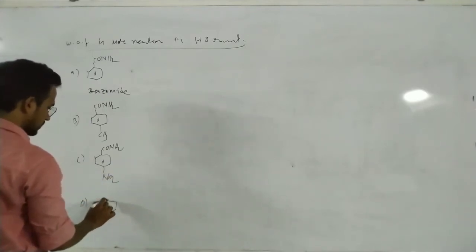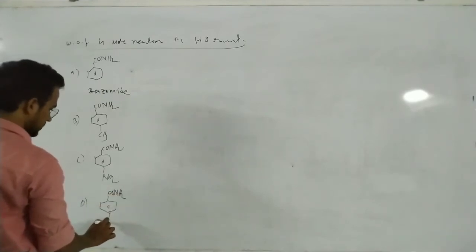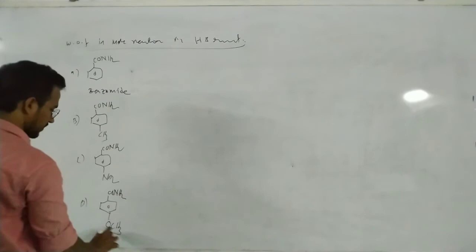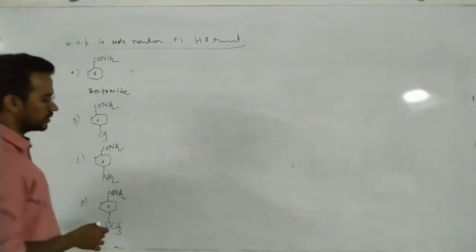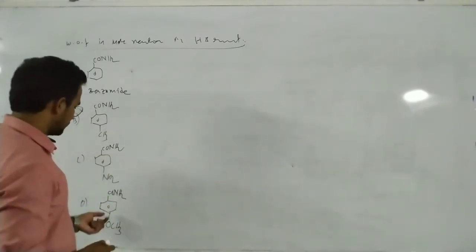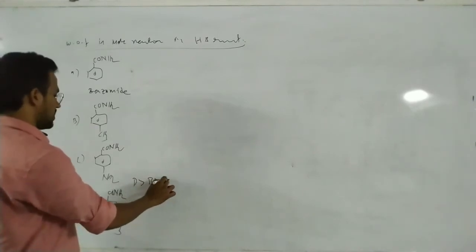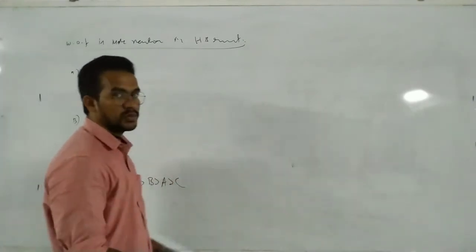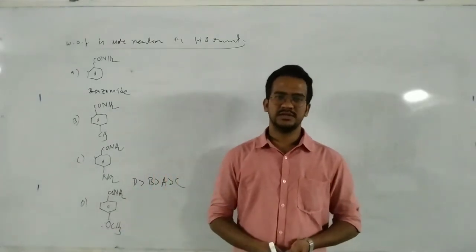And CONH2, this one has OCH3. Here OCH3 is a strong donating group, methyl is a donating group, and NO2 is a withdrawing group. So the reactivity order is D, B, A and C. This type of reaction we already discussed, that is nothing but the Beckmann rearrangement.